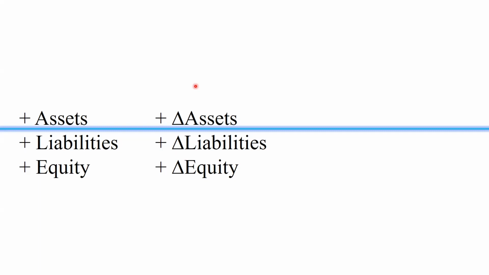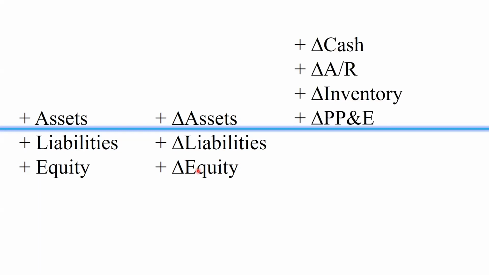And the reason is that assets have to equal liabilities plus equity at the beginning of the period and at the end of the period. So if you were to work that through in your mind, you'd be able to convince yourself that the change in assets must equal the change in liabilities plus the change in equity, okay? So that's step one. Step two, we're going to break out this change in assets, okay?